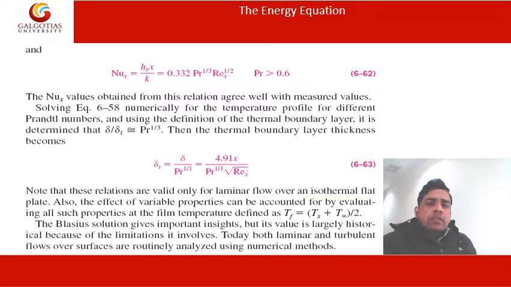And further, Nusselt number can be expressed using this equation. From the Nusselt number, it is clear that Nusselt number is a function of Prandtl number as well as Reynolds number. So numerically the temperature profile for different Prandtl numbers, using the definition of thermal boundary layer, is determined by this equation, and then we obtain the thermal boundary layer using this equation. So the thermal boundary layer and velocity boundary layer are related in this way.